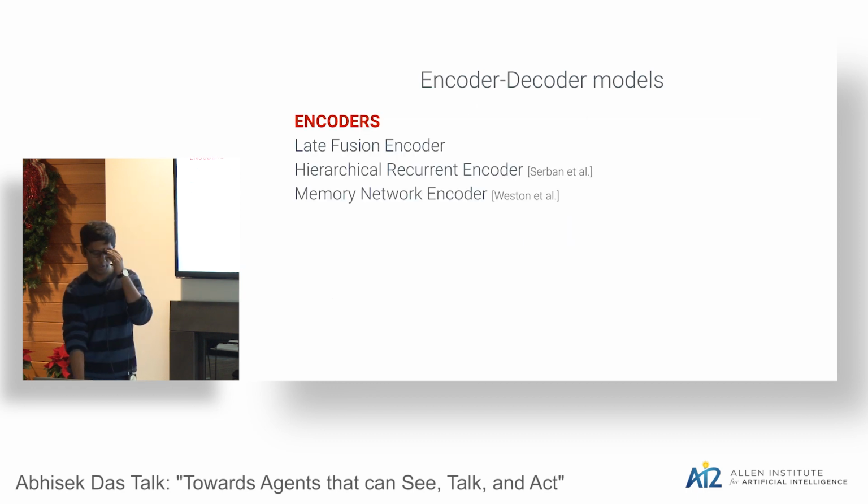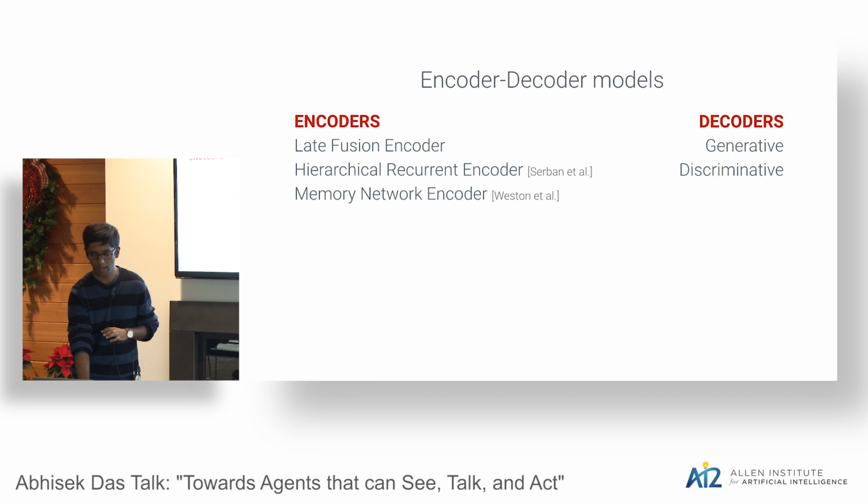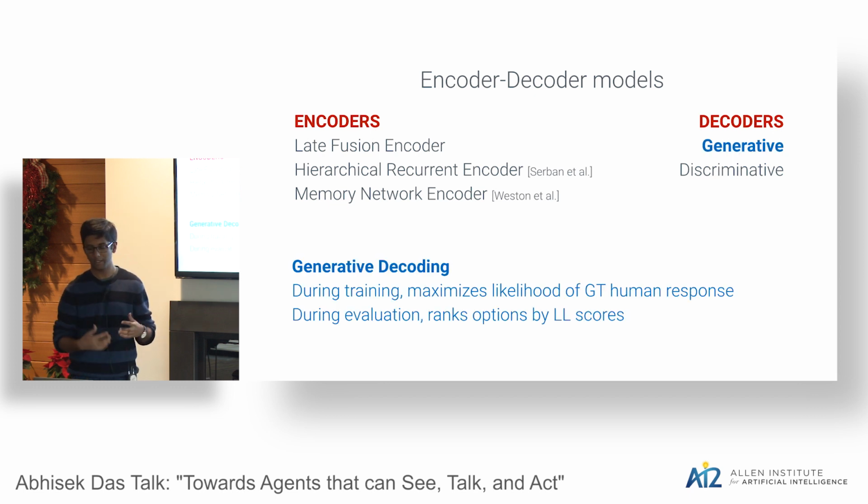Coming to models, in our initial work, we had a few baseline models. So we had 3 kinds of encoders, 2 kinds of decoders. I'll talk about the decoders first. So the generative decoder, at training time, is maximizing the log likelihood of the ground truth human response, so it doesn't get to see the other candidate responses.